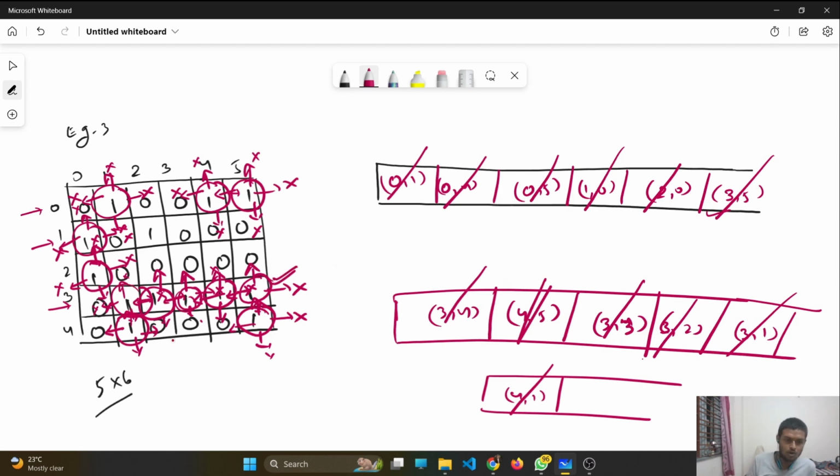Now for the fourth row, we have this boundary cell which is already visited, so we don't need to traverse here. Again, this one is already visited, so we don't need to traverse here. So we have completed our complete traversal and we can see that one land cell is left out unvisited. So the answer would be equal to 1.